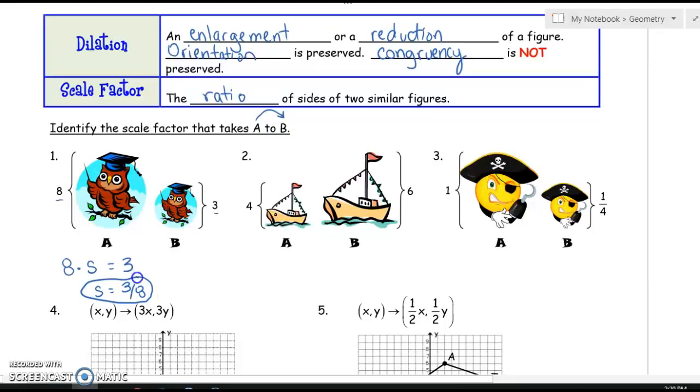You can leave it as a fraction. You don't need to convert it to a decimal. Just make sure it's reduced, but otherwise you're good to go. And that's it. So if you multiply the first by 3/8, you will get the second one. All right, from A to B.